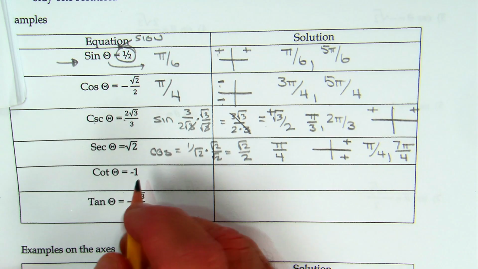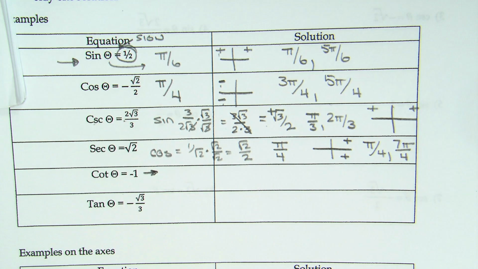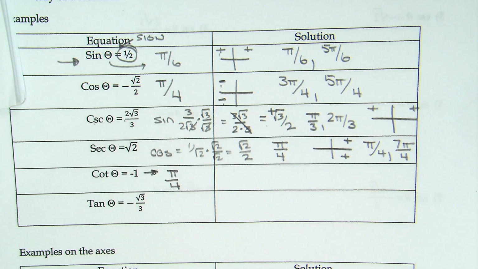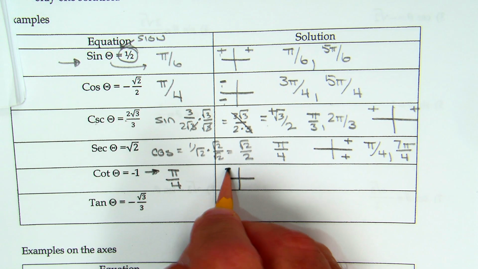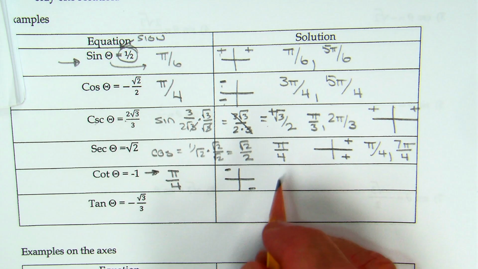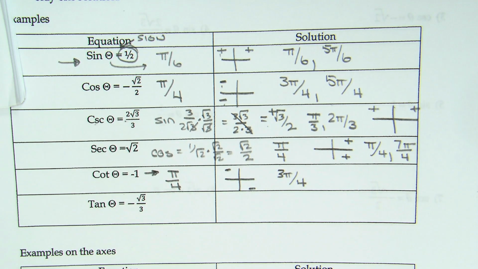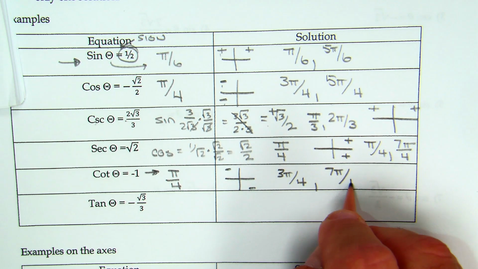Cotangent is equal to -1. Hot darn, I'm still in the what family? Pi over 4. Whenever tangent or cotangent is 1 or -1, it's the pi over 4 family. Cotangent is negative here and there. Second quadrant is 1 less than the numerator, 3 pi over 4. Fourth quadrant is 1 less than double, 7 pi over 4.